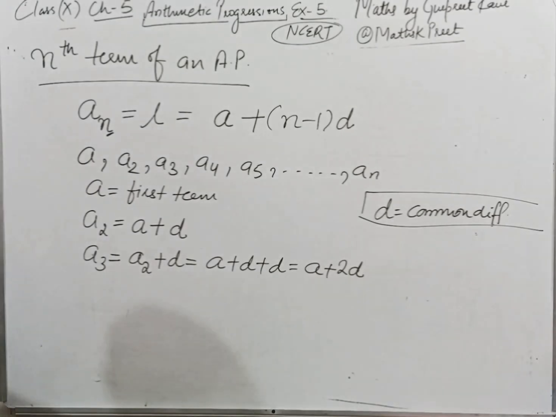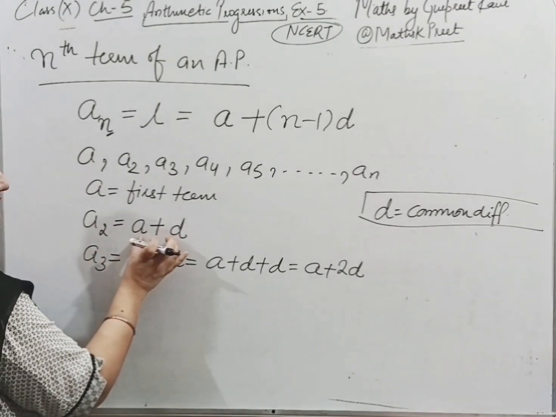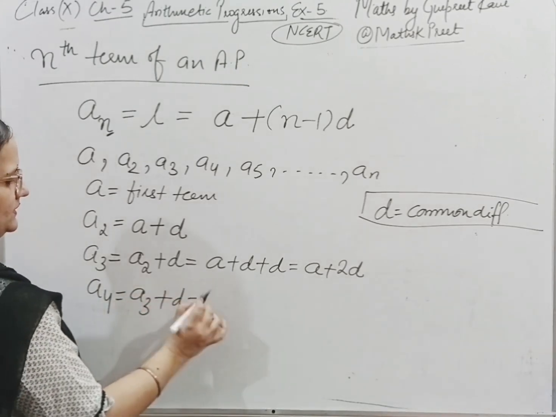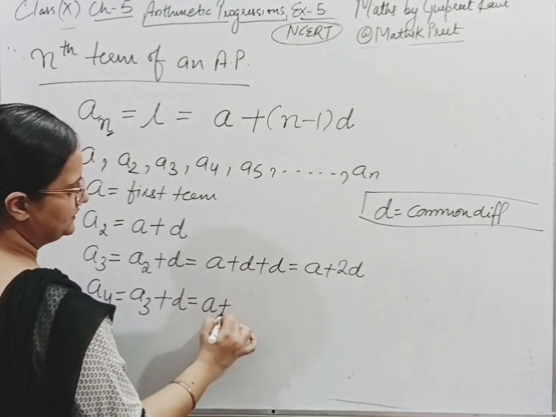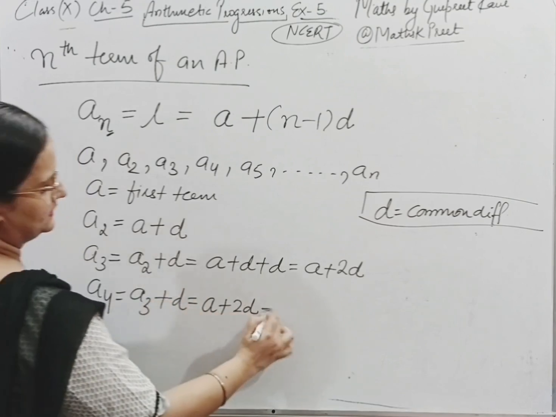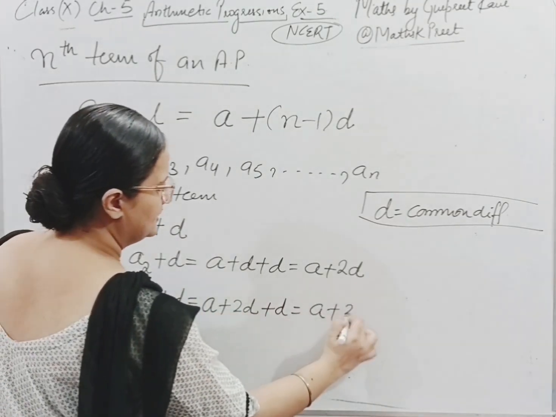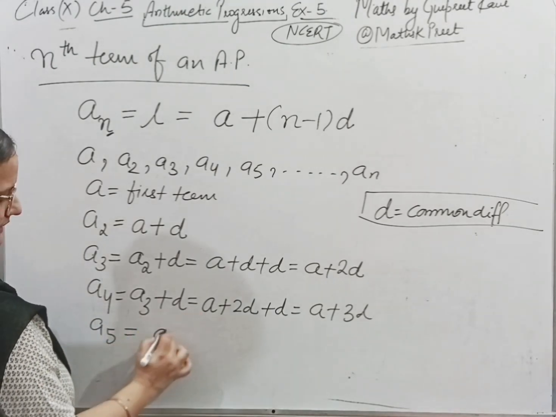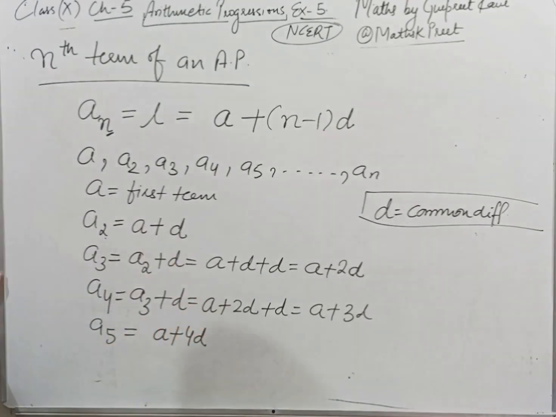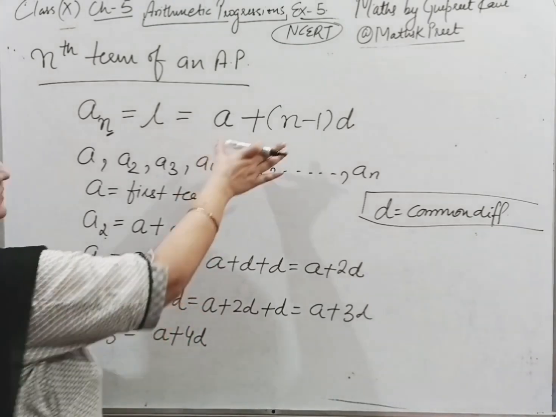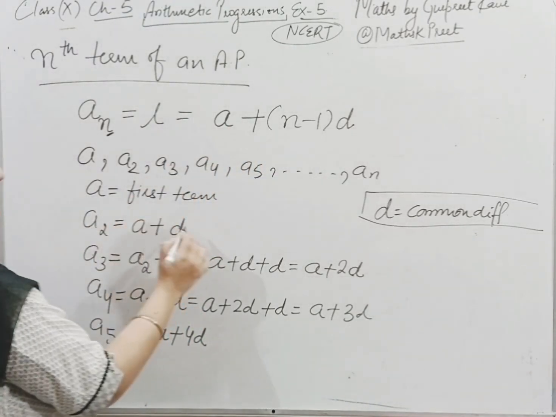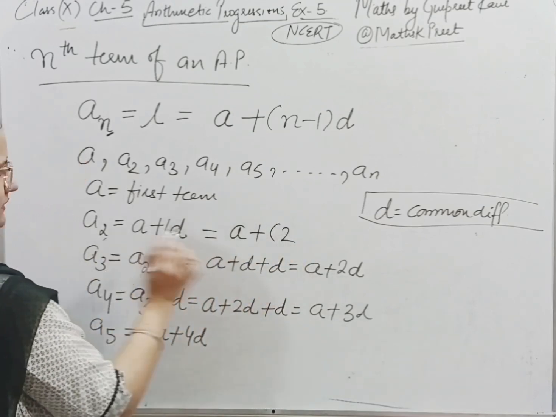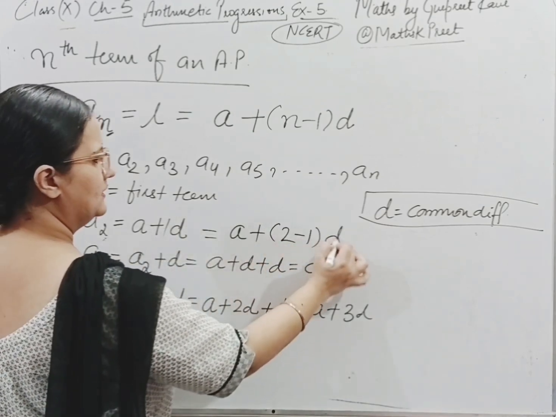So here, what I am getting, the pattern is what? Let me write A4 as well. A4 is A3 plus D. What is the value of A3? A plus 2D, and this D as such. So I am getting A plus 3D. Similarly, for A5, I'll get A plus 4D. So let me tell you how we are reaching this formula. This A2 is A plus D. This is basically 1 here. So I can write this one as 2 minus 1, this is 1 with D.